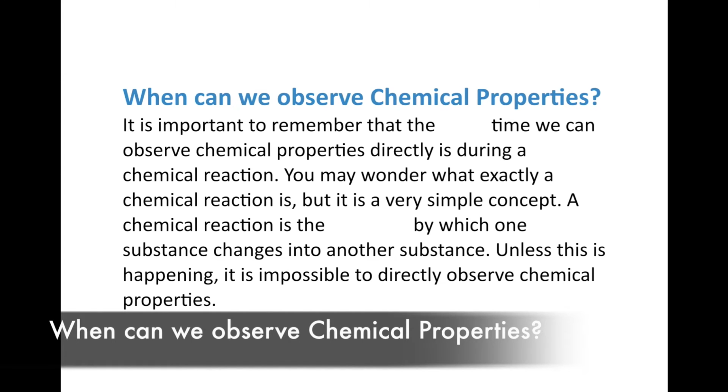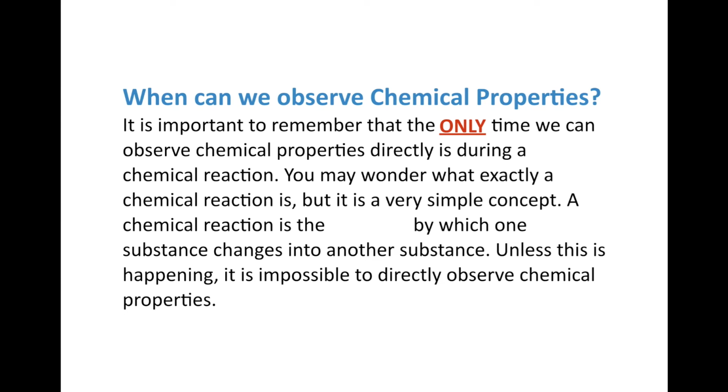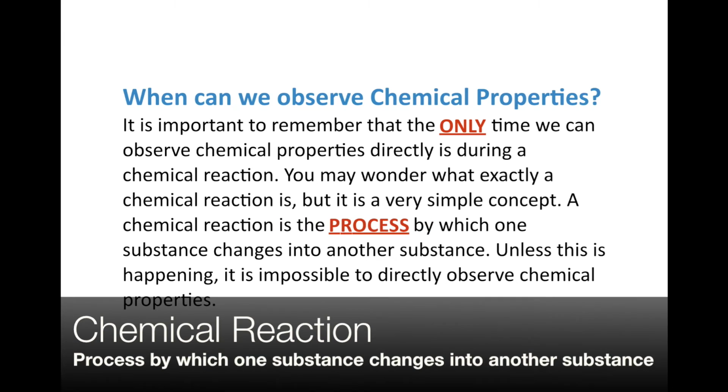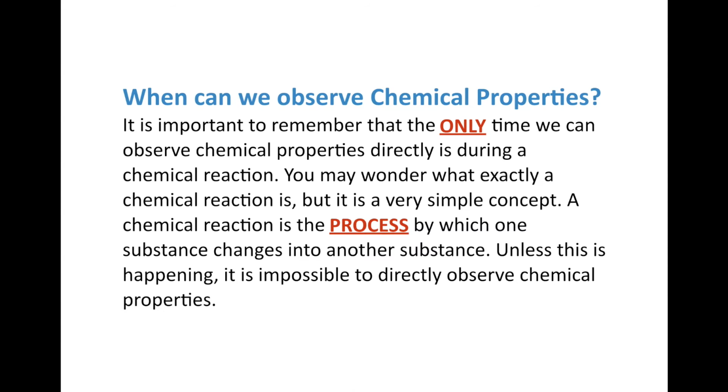Like I just said, the only time we can observe chemical properties directly is during a chemical reaction. Now, you may wonder what exactly a chemical reaction is. You're usually thinking of explosions, but it's actually a very simple concept. Here's the definition. A chemical reaction is the process by which one substance changes into another substance. So even digesting food and photosynthesis are chemical reactions. Unless one substance is changing into another substance, you're not having a chemical reaction take place. As a result, you can't directly observe chemical properties.